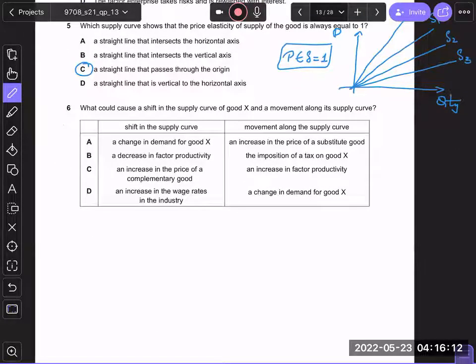Look at question number 6. What would cause a shift in the supply curve for a good, and what would cause a movement along the supply curve?